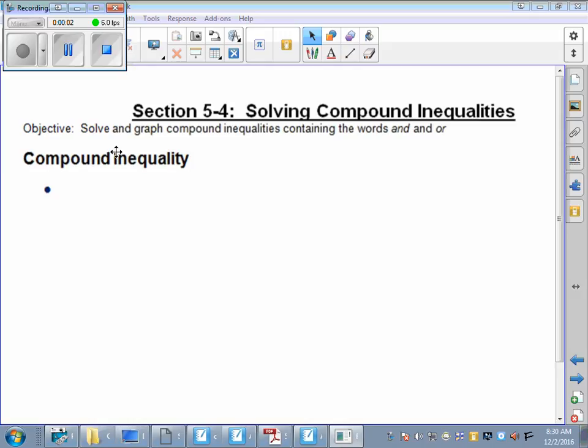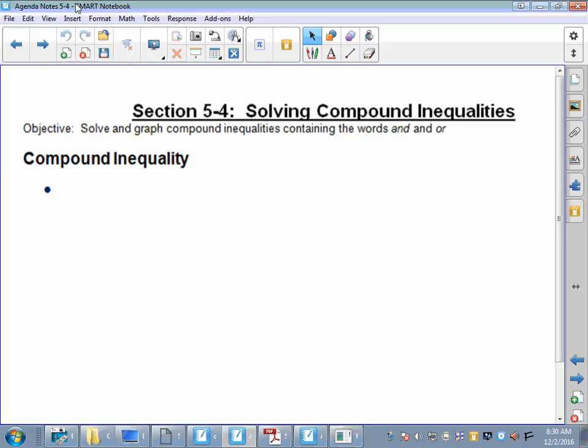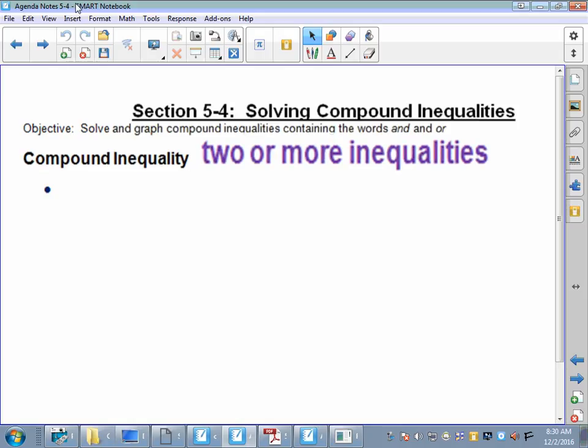Hi everybody, welcome to section 5.4. We're going to solve compound inequalities. And a compound inequality is when you've got two or more inequalities in a problem.